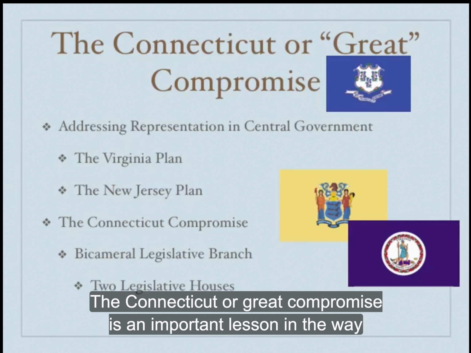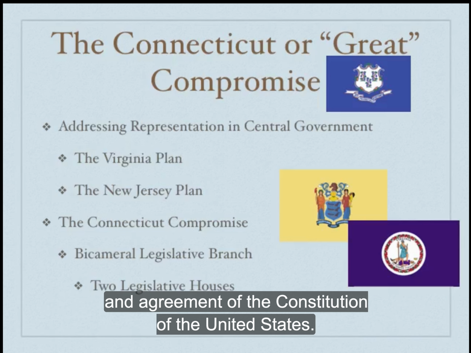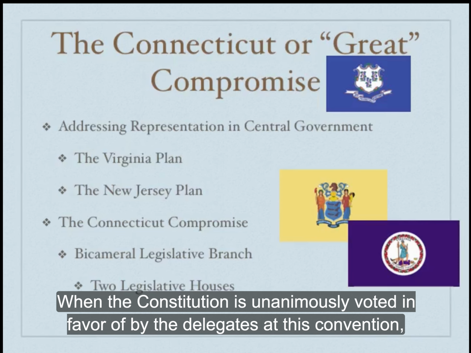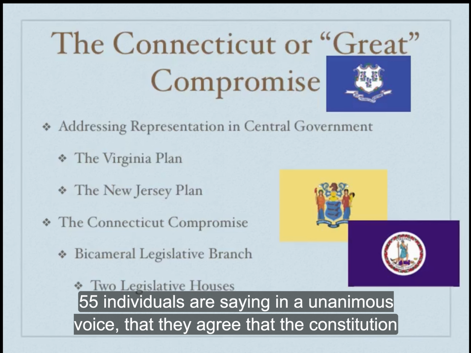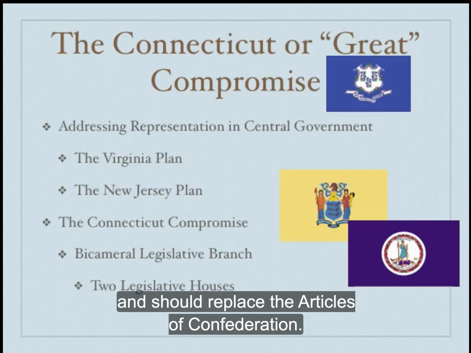The Connecticut or Great Compromise is an important lesson in the way in which the convention was pushed forward and ultimately resulted in the unanimous signing and agreement of the Constitution of the United States. When the Constitution is unanimously voted in favor of by the delegates at this convention, 55 individuals are saying in a unanimous voice that they agree that the Constitution that they have just laid forth should be the law of the land and should replace the Articles of Confederation.